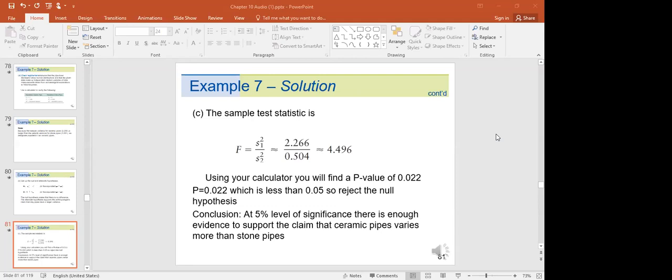So you use the calculator this way, either entering data or using statistics as we were doing before. So with this p-value of 0.02, it is less than 0.05. So we do not reject, I'm sorry. It's less than alpha, so we reject H0, right? Less than alpha, reject H0. So there is enough evidence to support the claim that ceramic pipe varies more than stone pipe. To make clay is much easier, so people will make more different sizes than when they are using stone. That's essentially what we are saying.